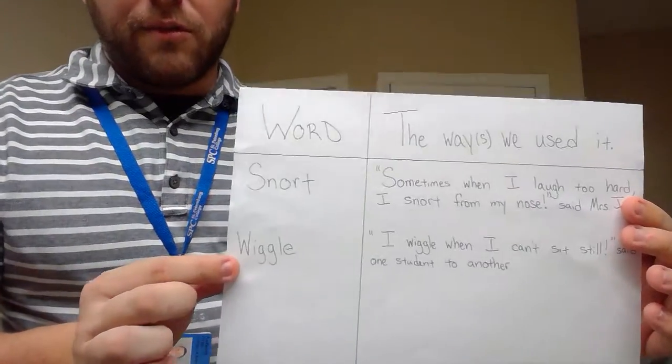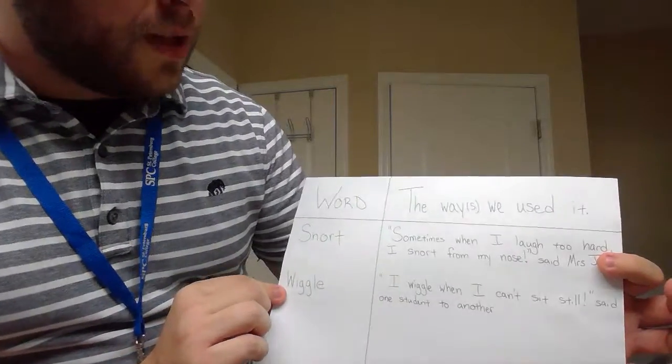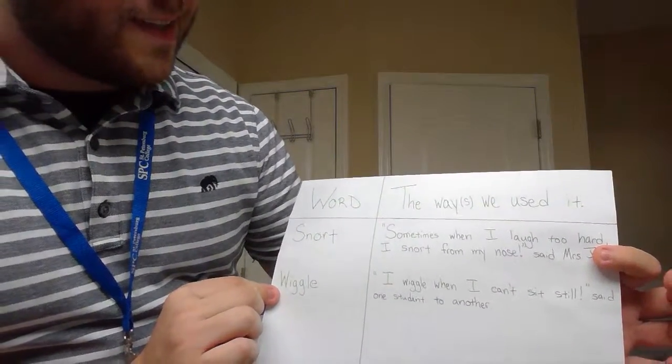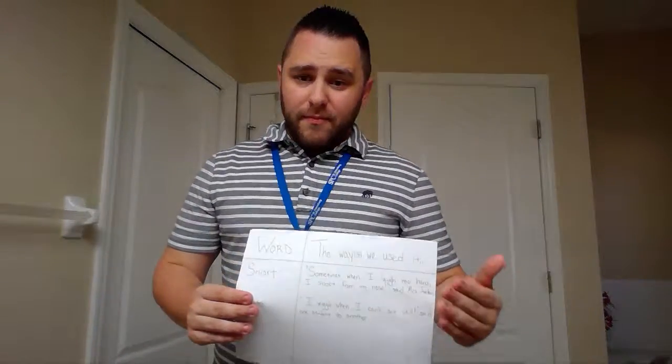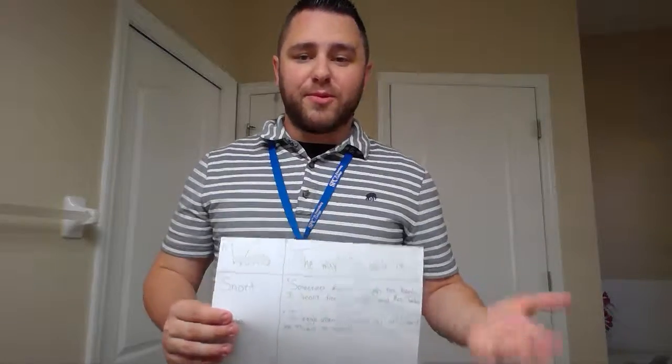Same thing with the second word, which is wiggle. And the example says, "I wiggle when I can't sit still," said one student to another. And again, when you're done with the word and the example, just have everybody stand up and wiggle.